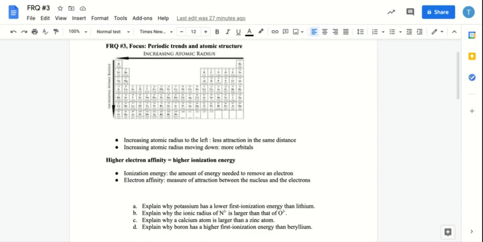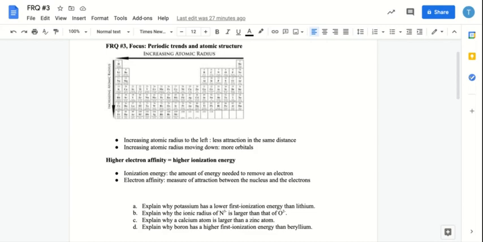A calcium atom is going to be larger than a zinc atom. We can know this just if we look at the periodic table. Calcium is number 20, zinc is number 30. Zinc is going to have a smaller atomic radius because it is further to the right, which means the orbitals are more full.